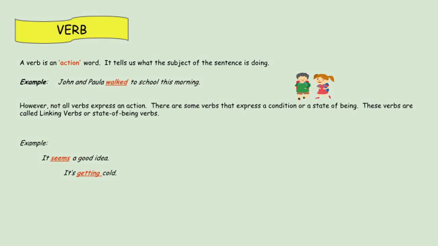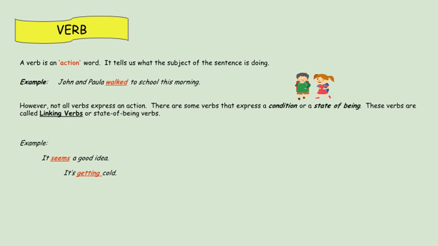Now, let's look at the verb. A verb is an action word. It tells us what the subject of the sentence is doing. For example, John and Paula walked to school this morning. This sentence is telling us what action John and Paula carried out this morning. They walked to school.